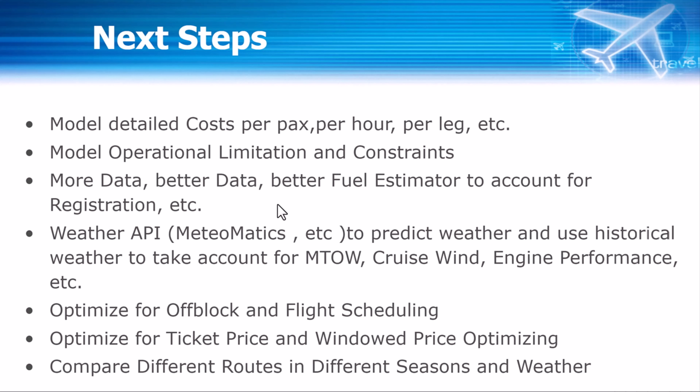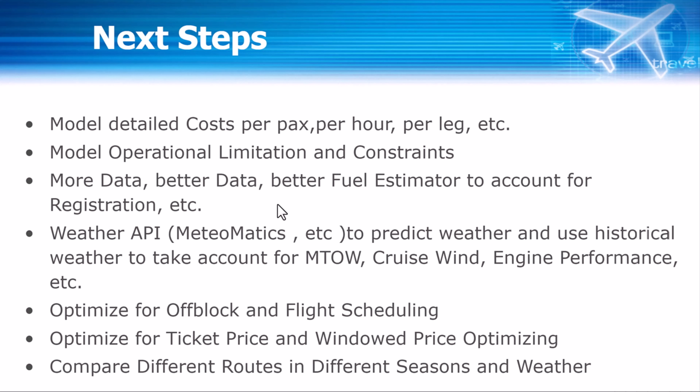A very good improvement that you can do in this project is to connect it to the weather API, such as Mathematics. Mathematics can not only predict the weather, it can use historical weather for any time and any point and any altitude that you want. For example, you can estimate, right now the wind at Istanbul is, for example, 20 knots from, I don't know, 300 degrees. So it's gonna account for that. Or it will say, okay, at flight level 390 or at flight level 380 today, the wind is, for example, 80 knots from the east. So it will change your fuel estimator.